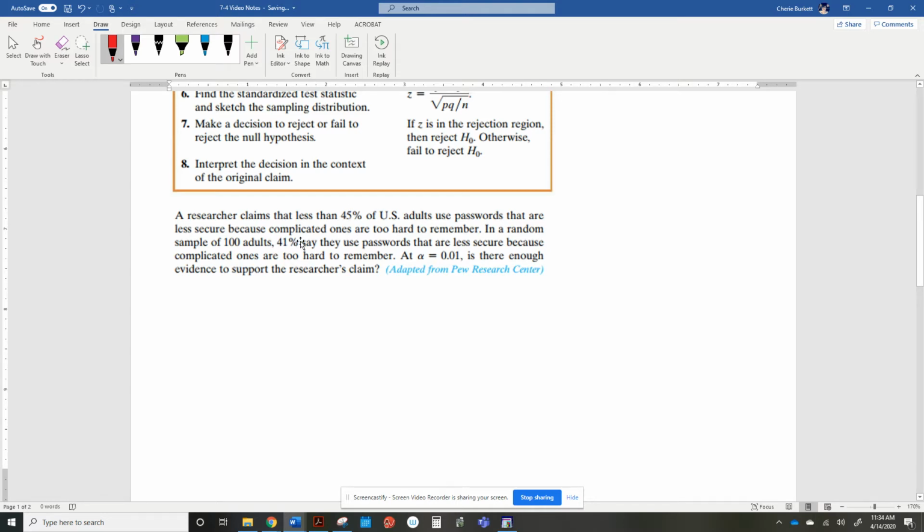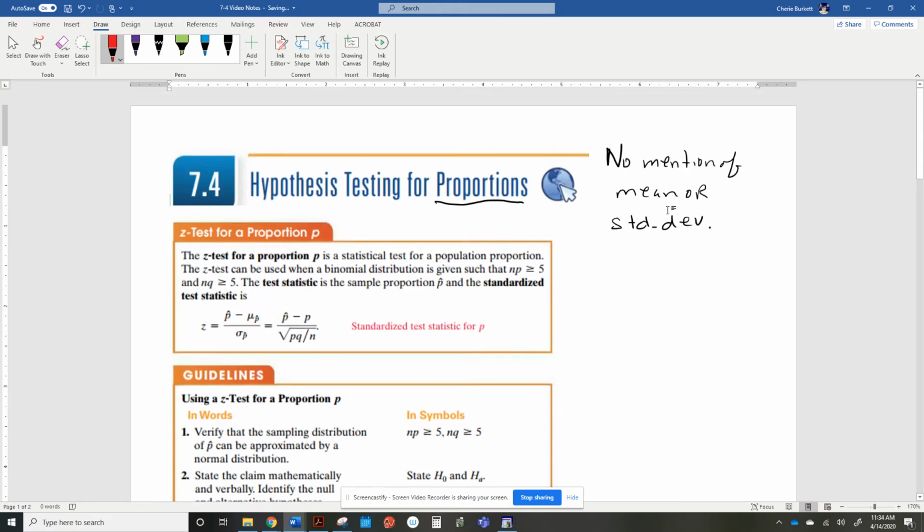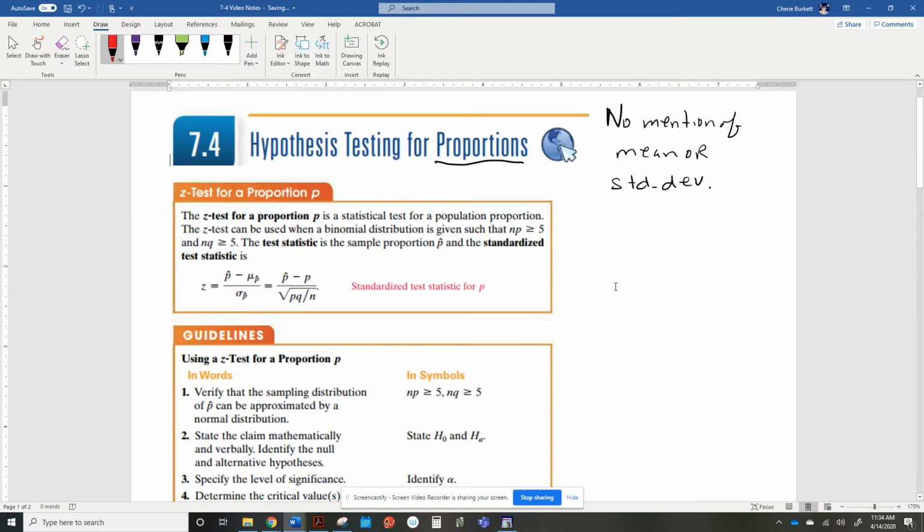Now, it doesn't always have to be a percentage, because instead of saying 41%, they could have said 41 out of that 100. So they could give you a count rather than a percentage. But that's how we know. Notice there was no mention of a mean and no mention of a standard deviation. So that's how we know that we are dealing with a proportion.